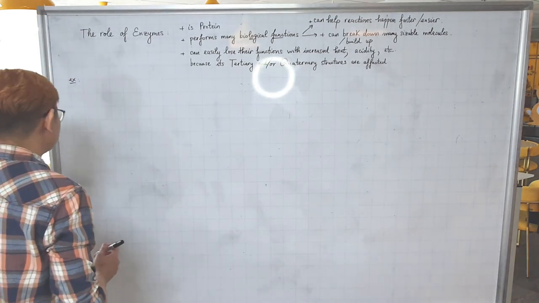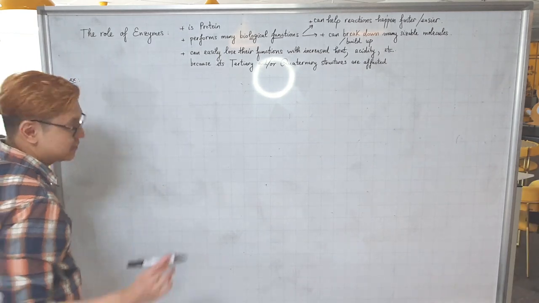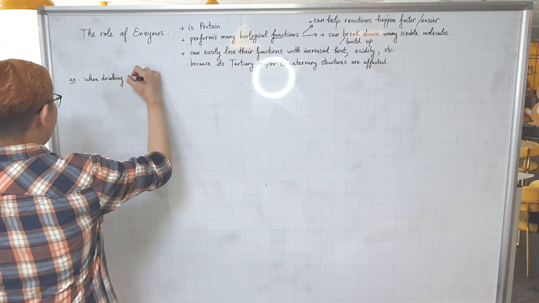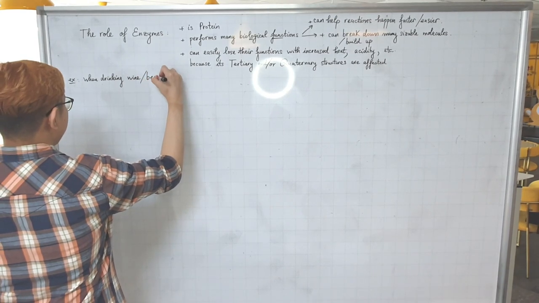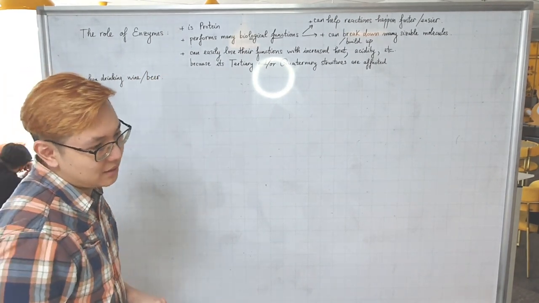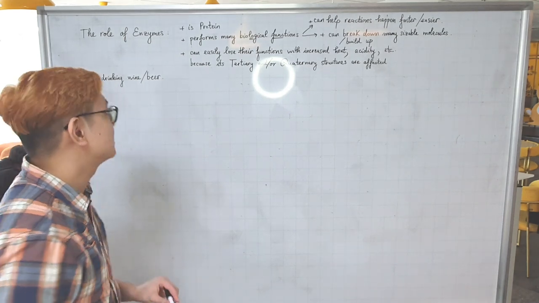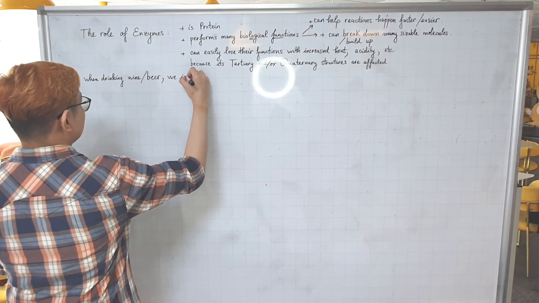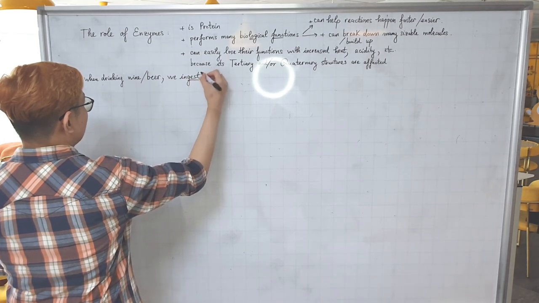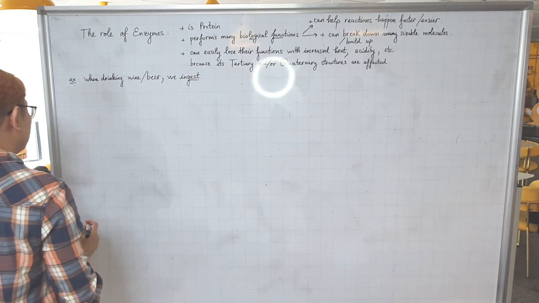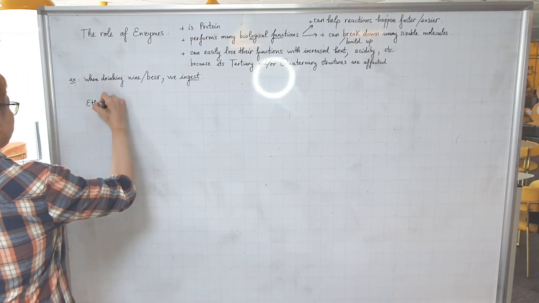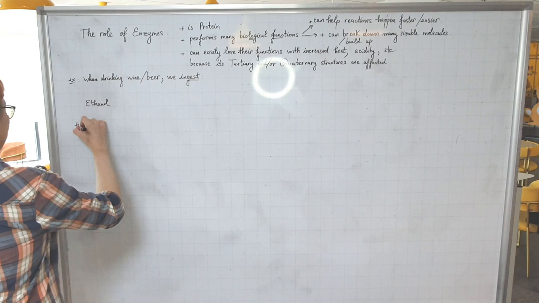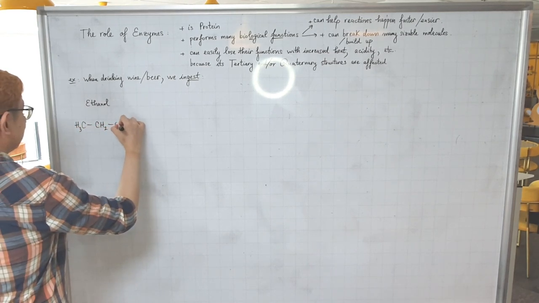When you drink alcohol, when drinking wine or beer, khi uống rượu với bia, chúng ta nạp cái gì vào người? We ingest ethanol, right? Ethanol. Ingest là đưa vào cơ thể qua tiêu hóa. We ingest ethanol, CH3CH2OH.